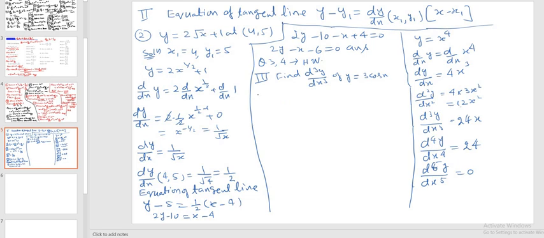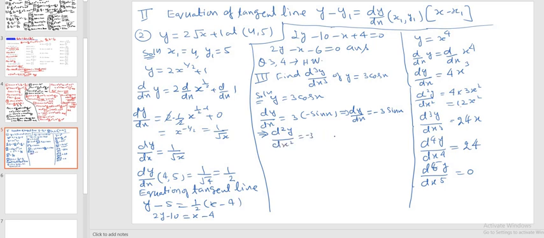On the basis of that, y is equal to 3 cosine x. Differentiate the first time: dy/dx is 3 times the differentiation of cosine, which is minus sine x, so dy/dx is equal to minus 3 sine x. Now he's asking for the third derivative, so differentiate again. It comes d2y/dx2 equals minus 3 times the differentiation of sine x, which is cosine x. This is your second derivative.